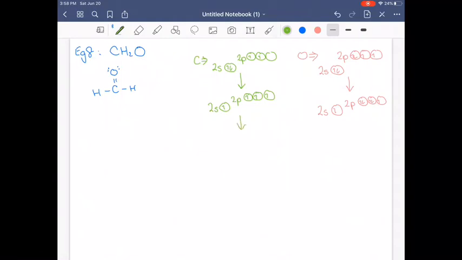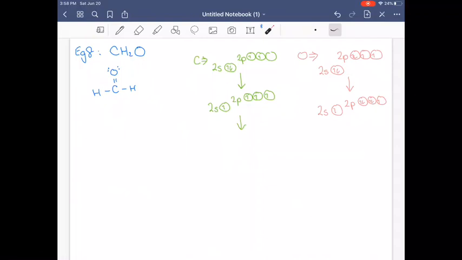Now we're going to hybridize. The question is how? Should I make this sp3, or sp2, or sp? Well, take a look at this. It's always nice to know how to draw the Lewis structure, because this gives you a lot of clues.